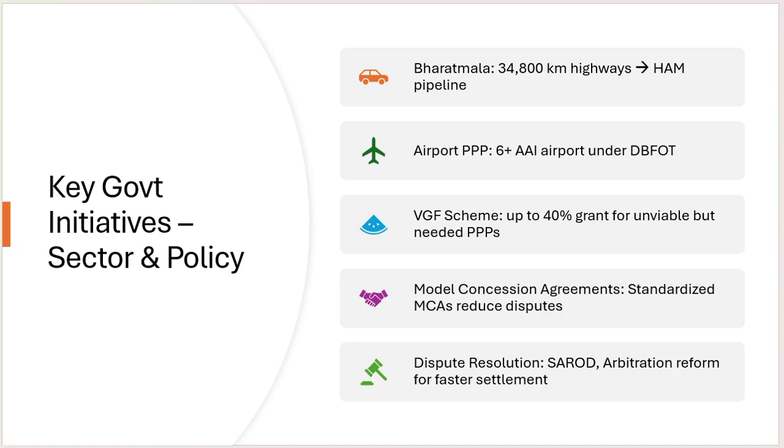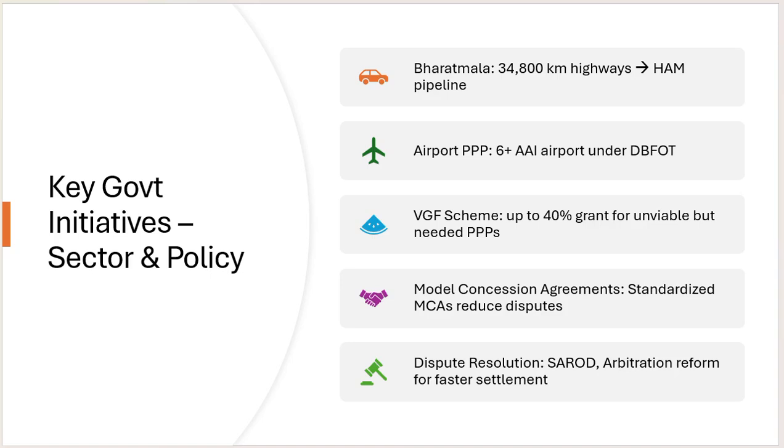Then the airport public-private partnership agreements, where 6 plus airports will be under the DBFOT model. The design, build, finance, operate and transfer model will be used to create the six plus airports. Then the VGF schemes, the viability gap funding schemes, where up to 60% grant is available for projects needing a grant in the PPP model.